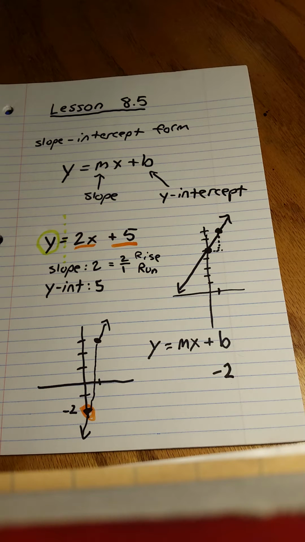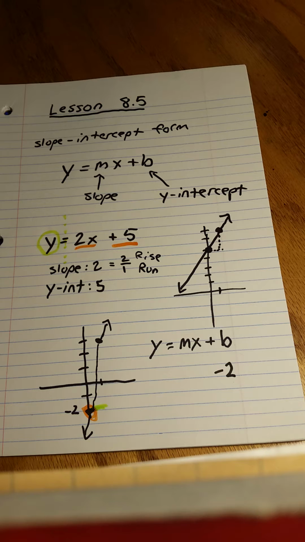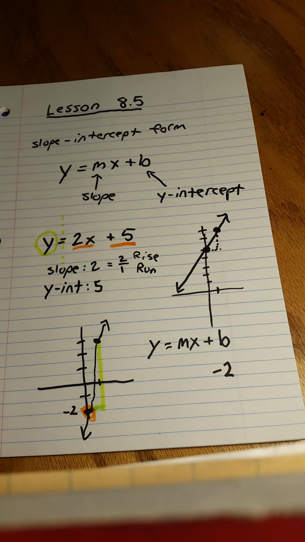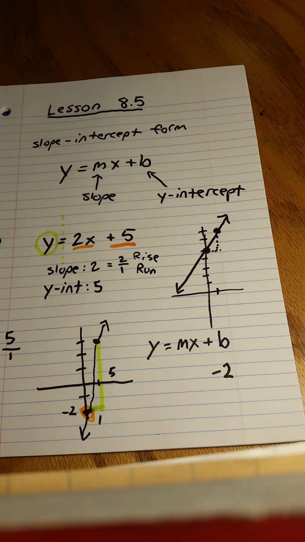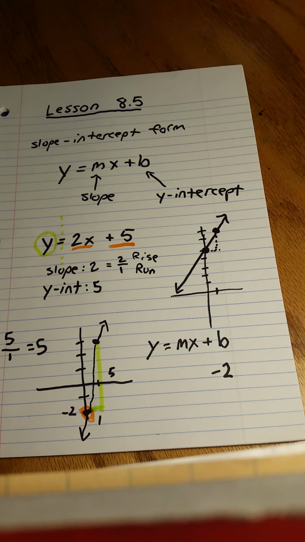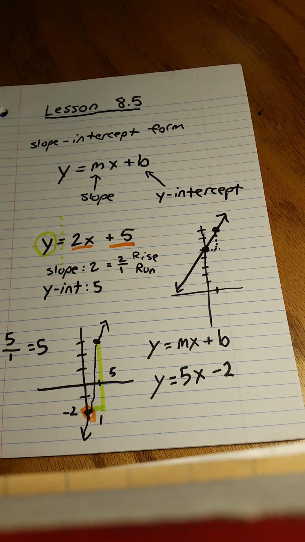From one dot to the other, we have a run of 1 and a rise of 5. So the rise over the run will be 5 over 1. So the slope is 5 over 1, or just 5. So we can plug that in where the m is. So this line on our graph must have the equation y equals 5x minus 2, because it has a slope of 5 and a y-intercept of -2.